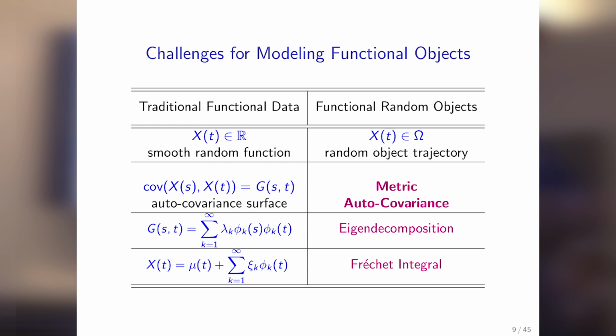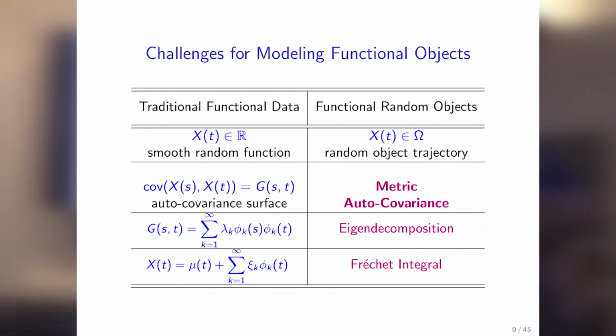We call this random object trajectories. And then how do we proceed in functional data analysis? A key is the autocovariance surface, because you need to quantify the dependencies of your process at different times, which is done through the autocovariance.